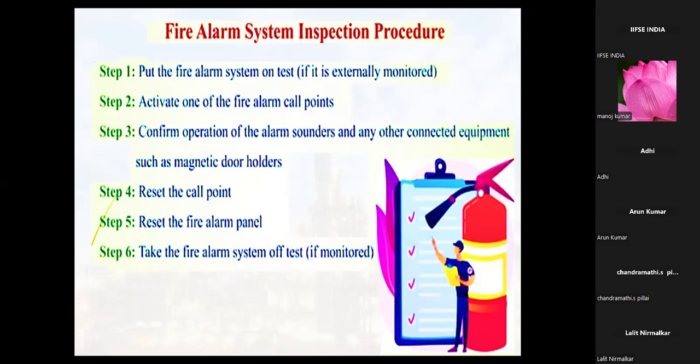People who are traveling at airports can see some of the emergency gates. They have a digital locking mechanism where only the personnel who belong to the airport area, or the employees, can open them. Such things should not actually be put there, but they are putting them at some of the entrances and exits. Then once your drill or checking or maintenance is finished, you reset the call points, reset the fire alarm panel, and take the fire alarm panel system off test if monitored.